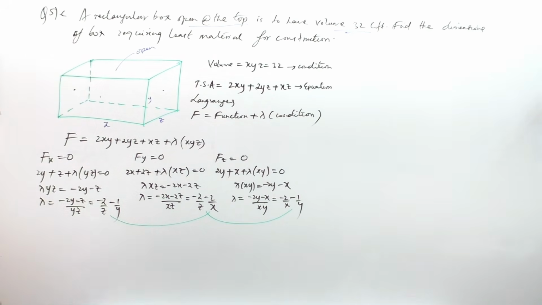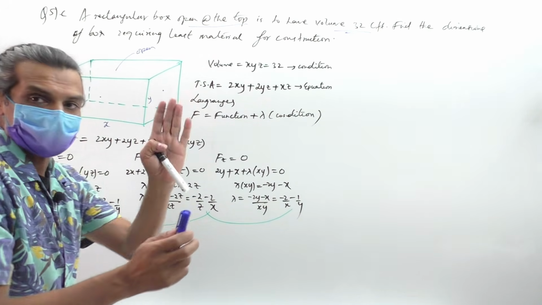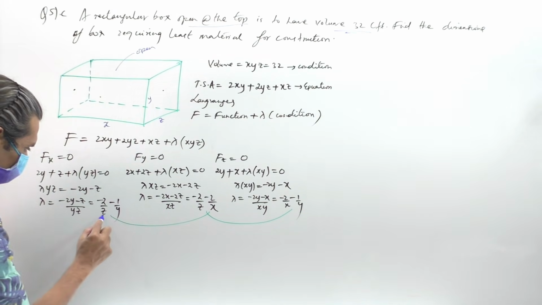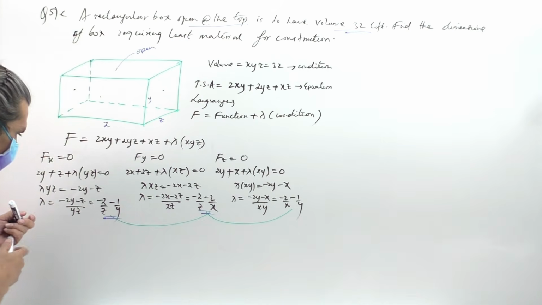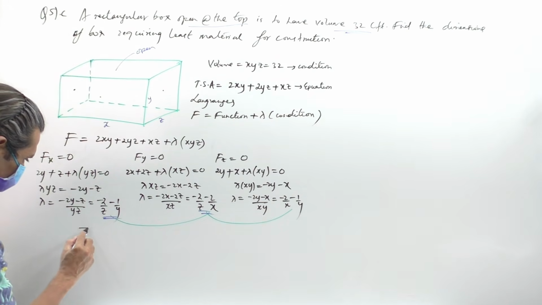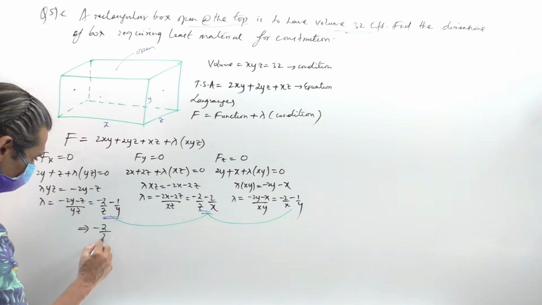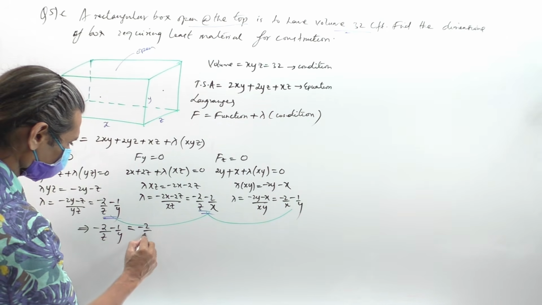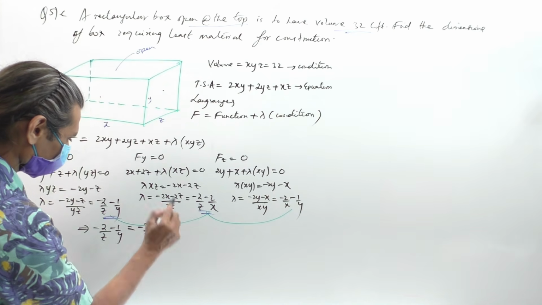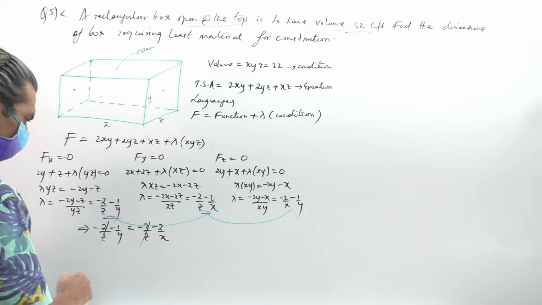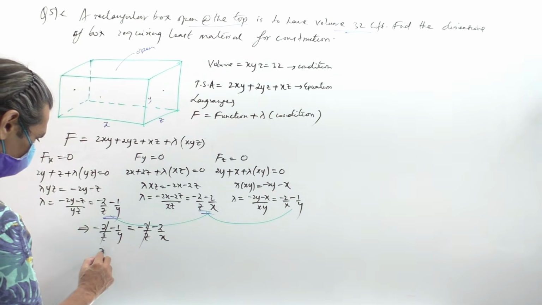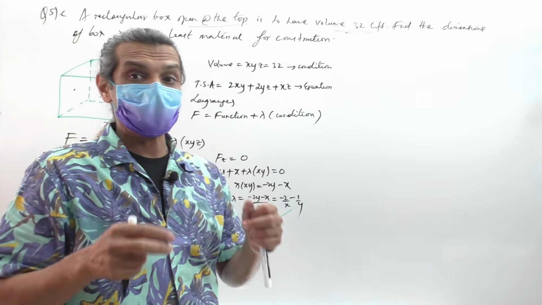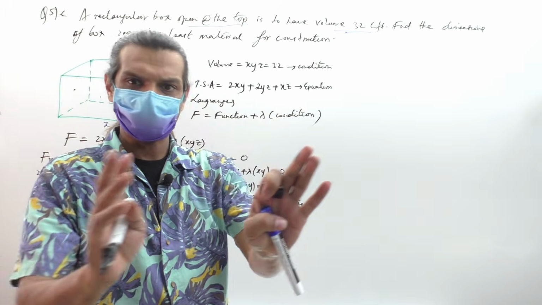Let's see what happens. That means now if I equate all values lambda equal, right? So what I'll do, I'll equate this with this. So that implies now I'll equate this with this. So we can write minus 2 by z minus 1 by y equals minus 2 by z minus 2 by x. So here 2 by z cancels, minus minus cancels. We have x is equal to 2y.